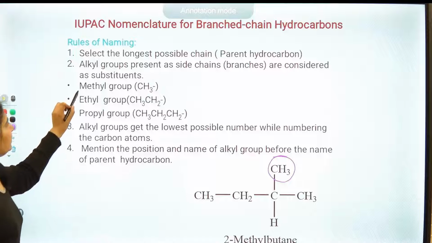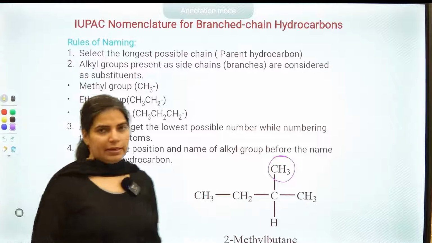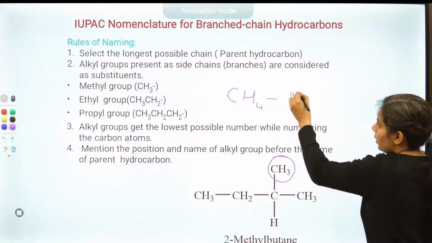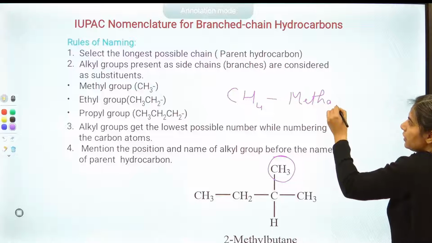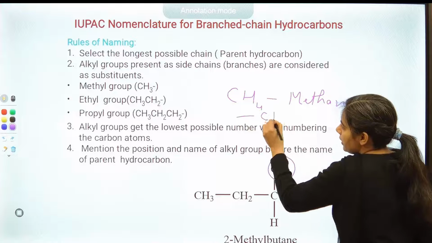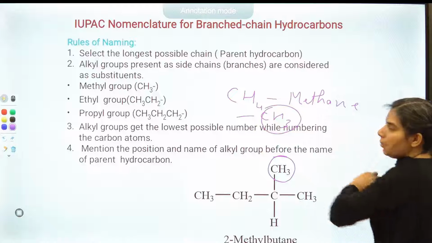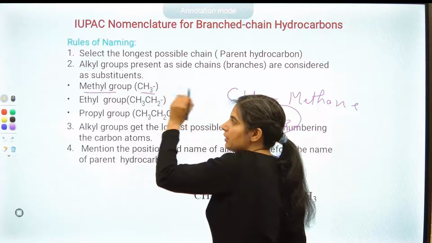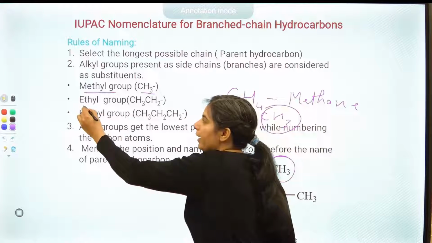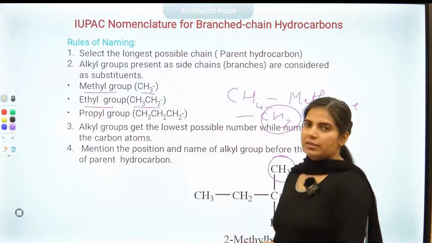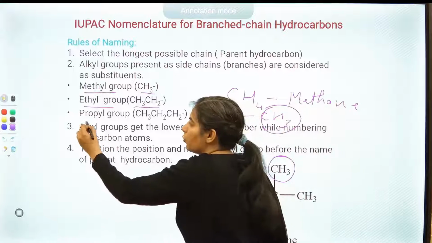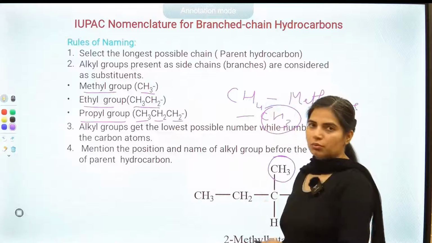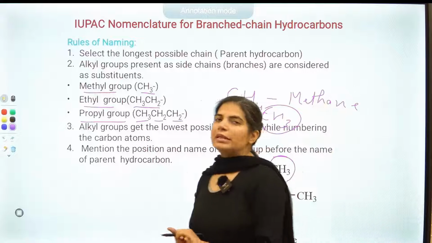And next, the methyl group. Say this is methane. If this is methane, then CH3 will be called methyl group. Here for methyl group we are using CH3. For ethyl group we are using CH3CH2. And for propyl group we are using CH3CH2CH2. Let's move to the third rule.